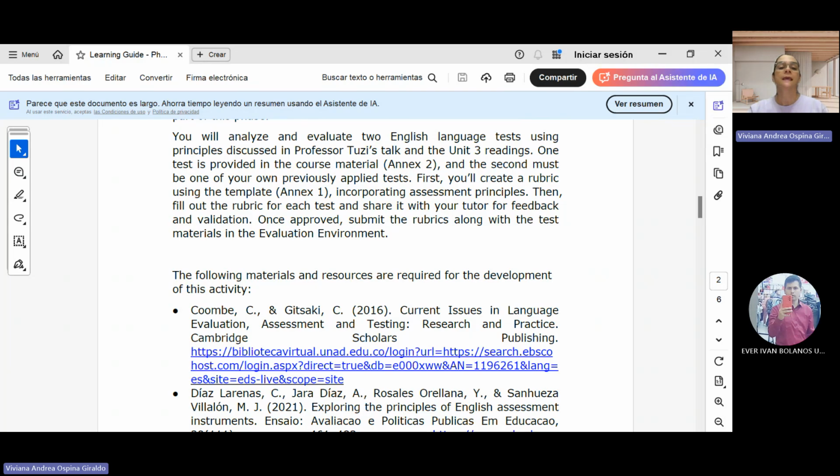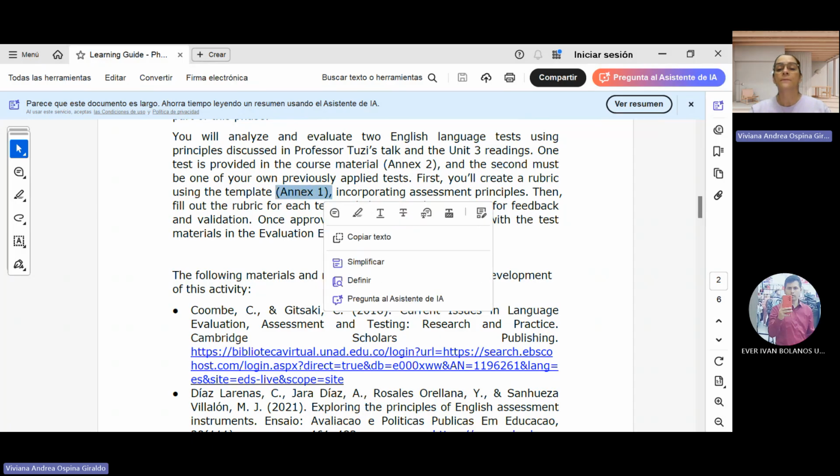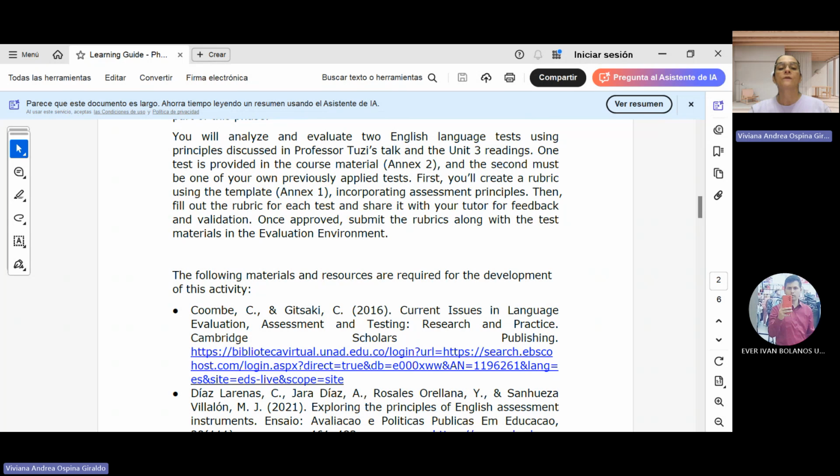And the second must be on your own previously applied tests. First, you have to create a rubric using template Annex 1, and then you have to fill out the rubric for each test and share it with your tutor.